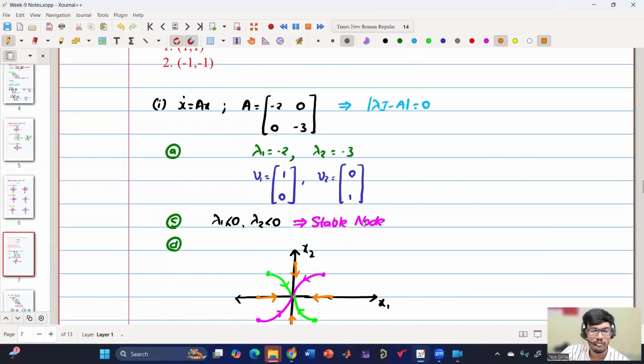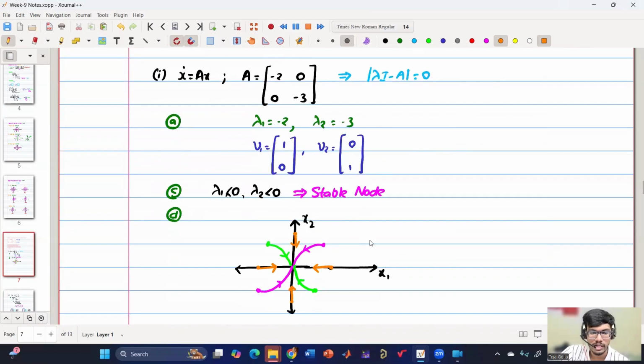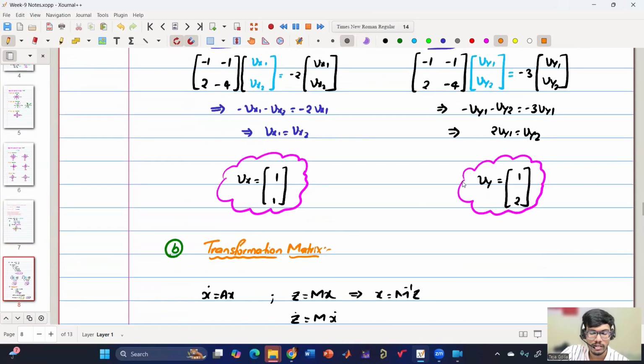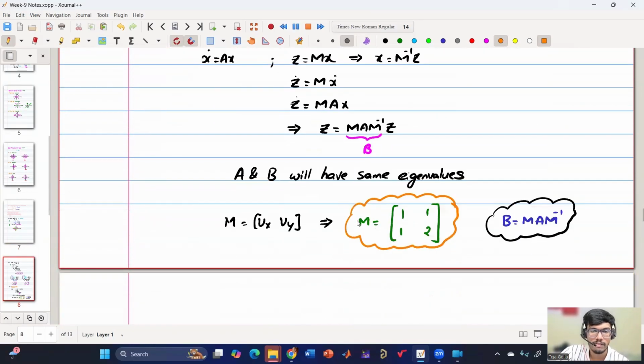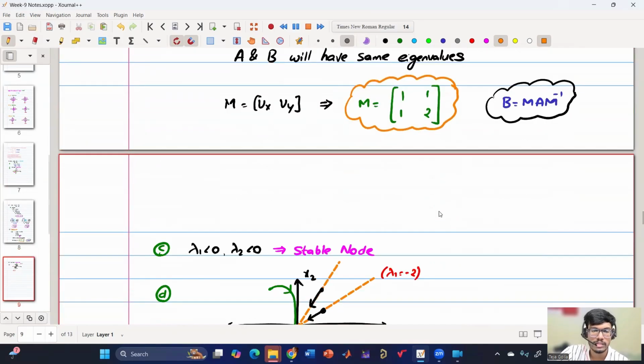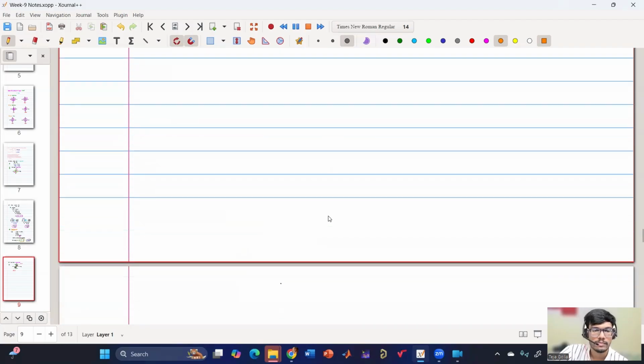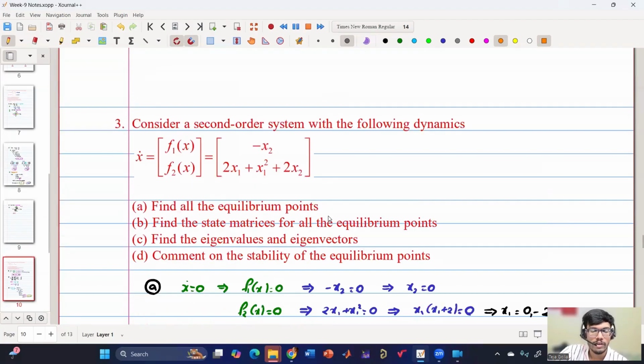In the first case, we found that it is a stable node, and this is the trajectory. In the second case, we calculated the eigenvalues as well as eigenvectors, and the transformation matrix can be given as Vx, Vy. Then we obtained the transformation matrix, and it is a stable node. We got the eigenvectors, and we saw how the trajectory moves with respect to time. Now, in the third problem, we considered a nonlinear system, and first we linearized it and obtained the matrix.